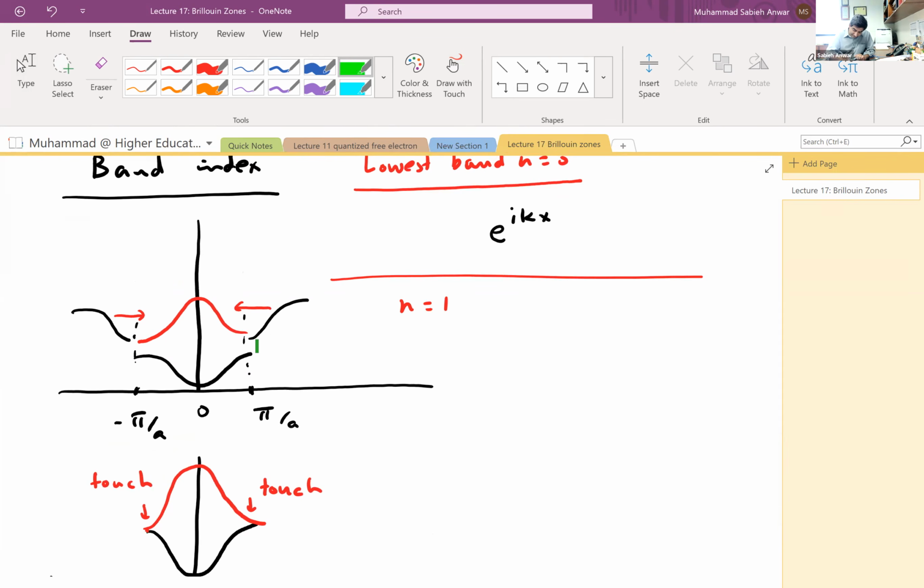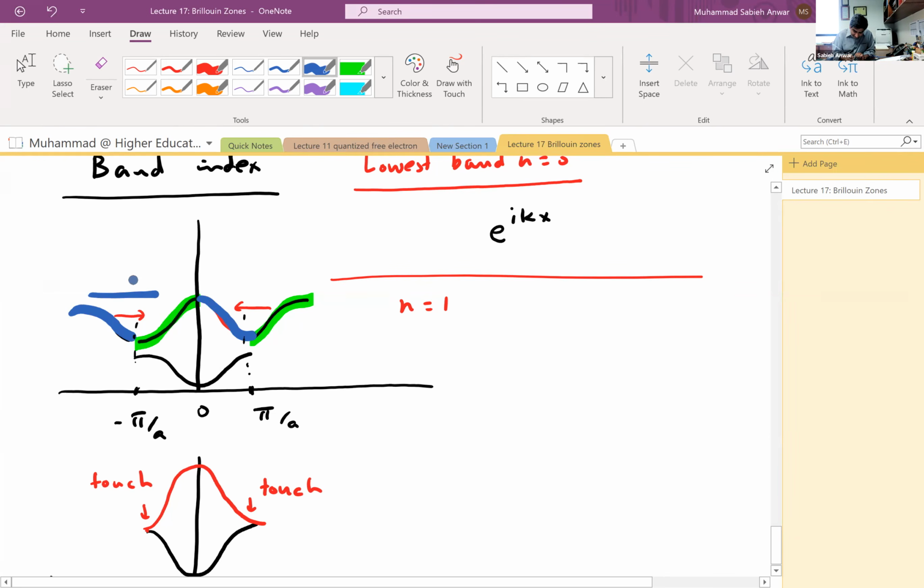if I look at this string over here, this string can be brought back here. I can take the green part and stitch it back, because I'm moving by a reciprocal lattice vector. Likewise, I could take this part and bring it back over here. I'm moving by a reciprocal lattice vector, and that's how I construct this second band in the first Brillouin zone.